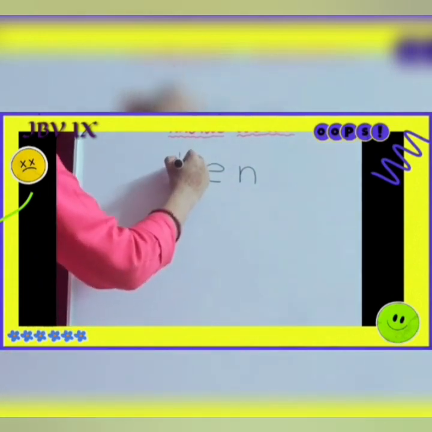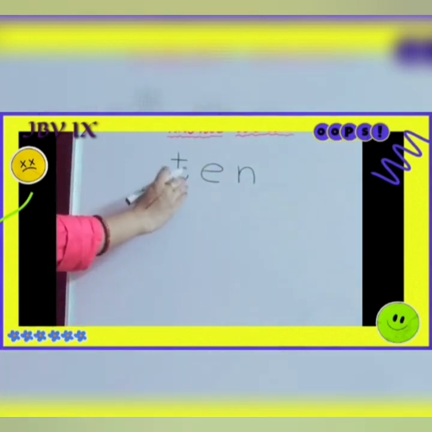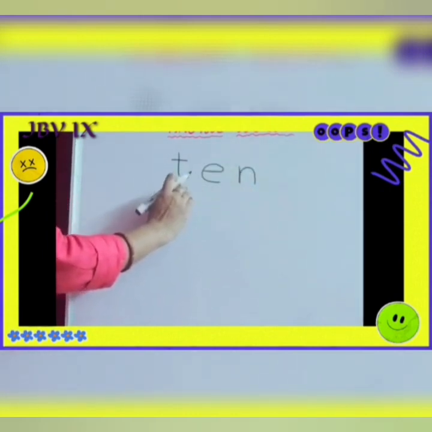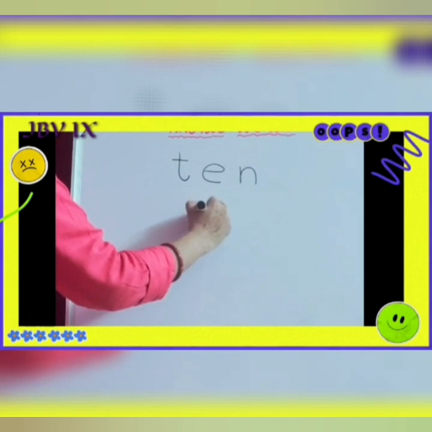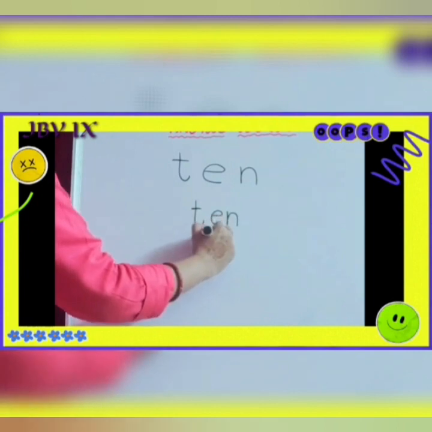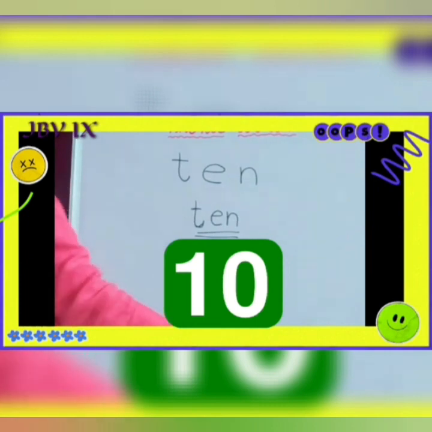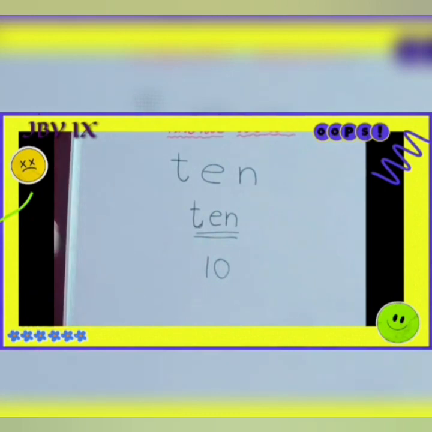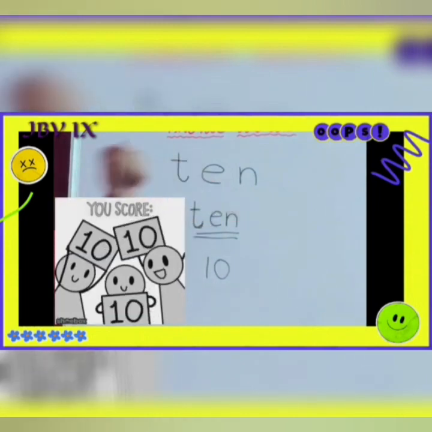Next letter is T. T sounds T. E, N. T, E, N. Ten. Children, this is number 10. You know the numbers, right? So, this is number 10. T-E-N, 10.